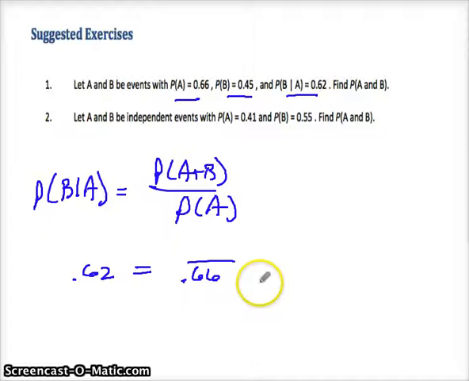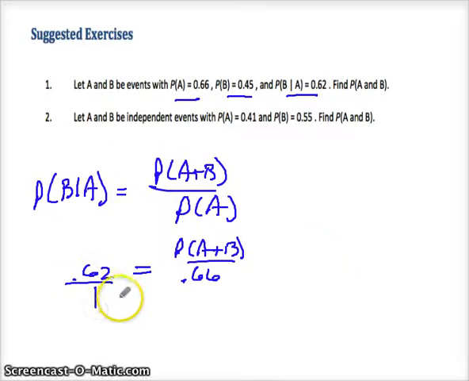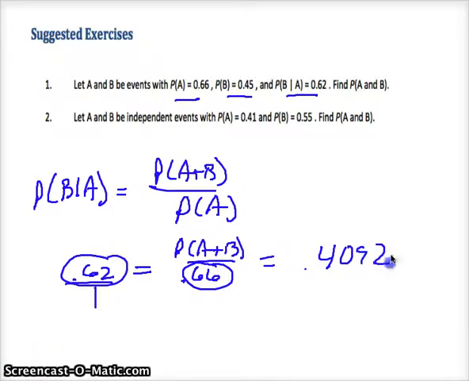They want to know what's the probability of A and B. Okay, so what are we going to have to do? We're going to have to multiply 0.66 by 0.62, which is 0.4092. All right, let A and B be independent events. Well, if they're independent, then you just multiply them together, 0.41 times 0.55. Okay, that's how you do the second one.